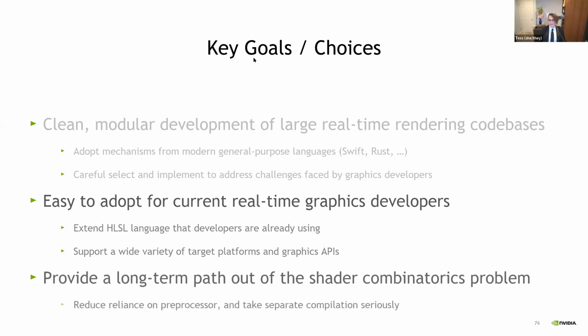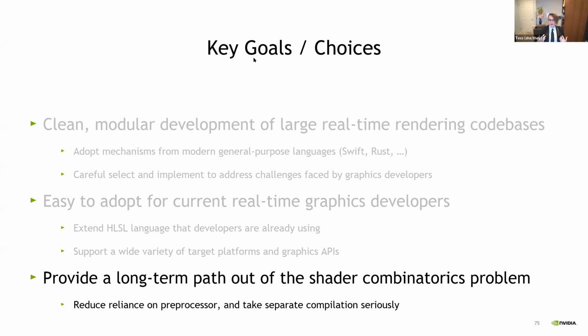And finally, on this point about the shader combinatorics problem, we see this as a long-term push that the entire graphics industry needs to work on. It is not just a language or just a compiler problem, but we knew that in order for the industry to get out of this hole, we needed to help developers reduce their reliance on the preprocessor, and that for our part, as a front-end compiler, we needed to take separate compilation seriously in how we architected things.